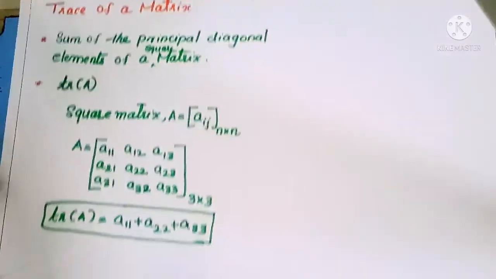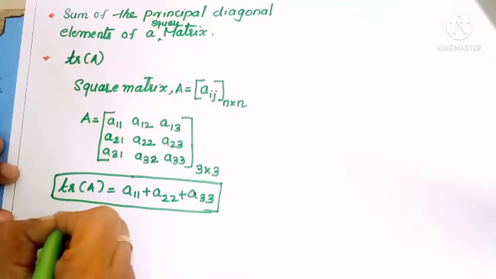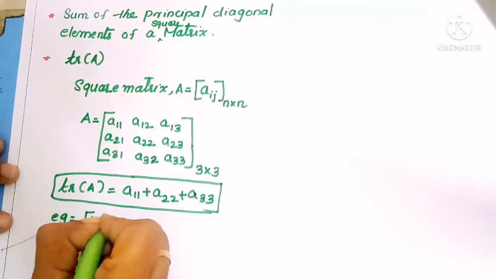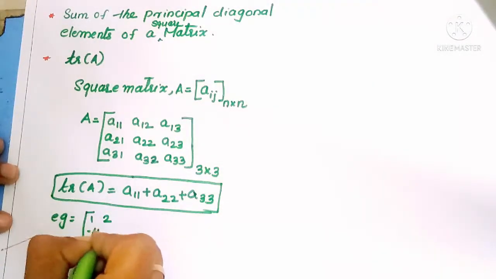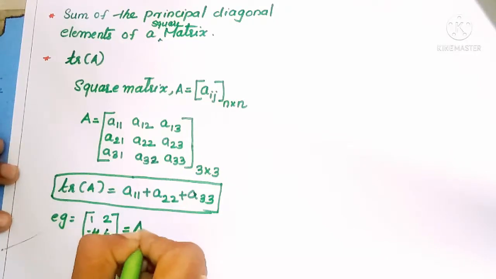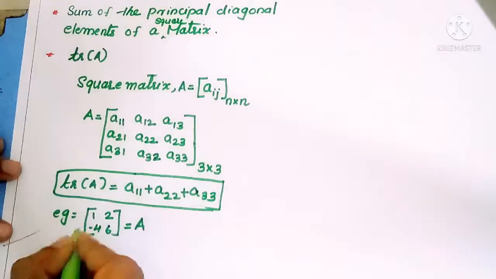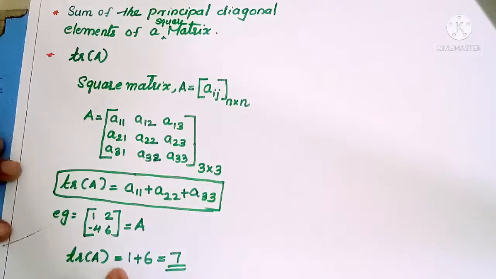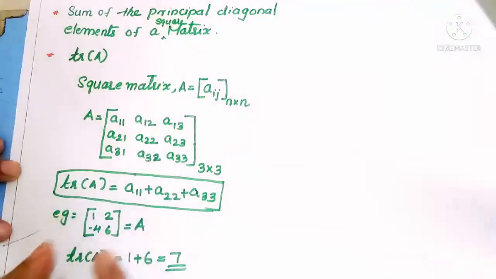Okay. Also we can write one example. I am going to write a 2 by 2 matrix: 1, 2, minus 1, 6. We can call it A. Then what is the trace of this matrix? Trace of A is equal to the sum of the principal diagonal elements. That means 1 plus 6. What is the answer? 7. So this is the trace of this matrix A.